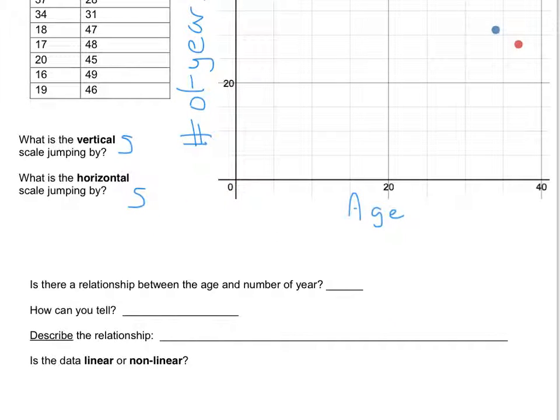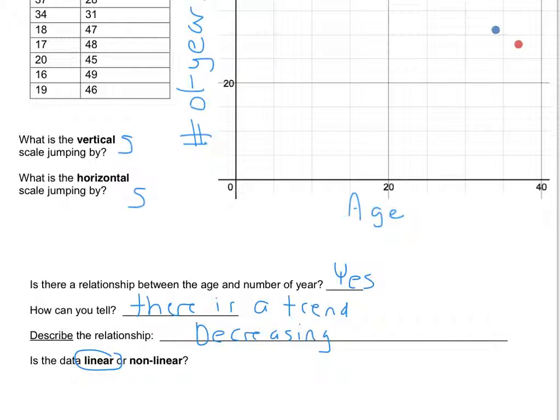So is there a relationship? We said yes. How can you tell? There is a trend or a pattern. In the lines, there's a pattern in the lines. Describe the relationship. I'm going to say that it is decreasing. As age increases, the number of years to retirement decreases. And because there is a relationship, we are asked if it's linear or nonlinear. It forms a line, so it is linear.